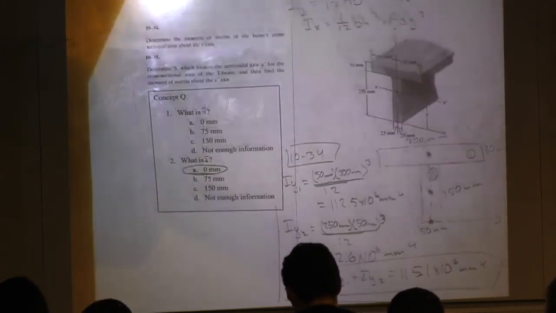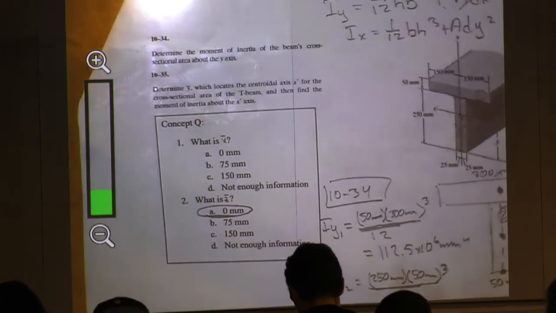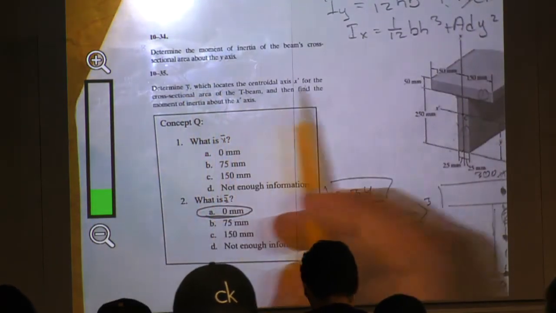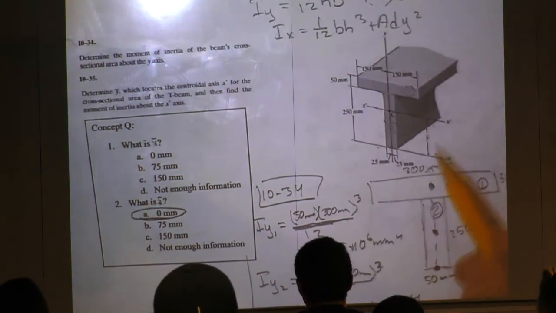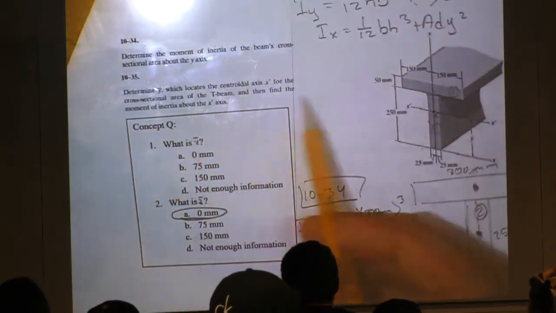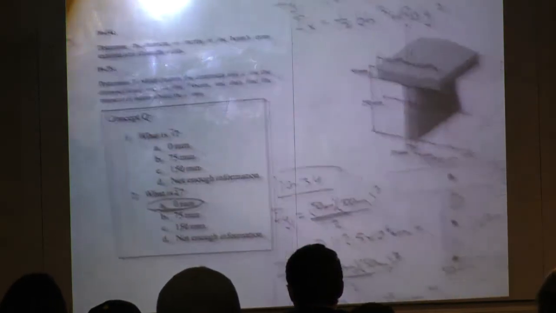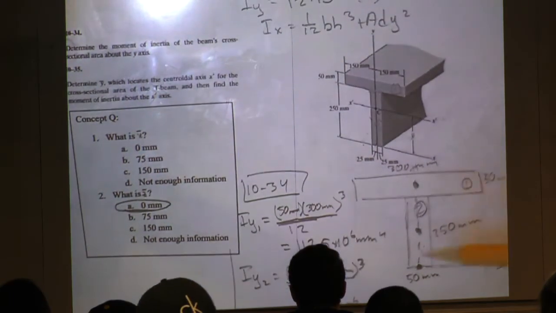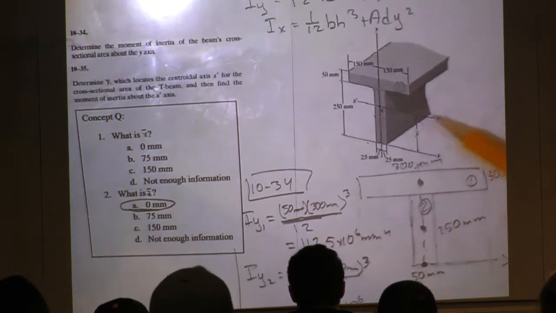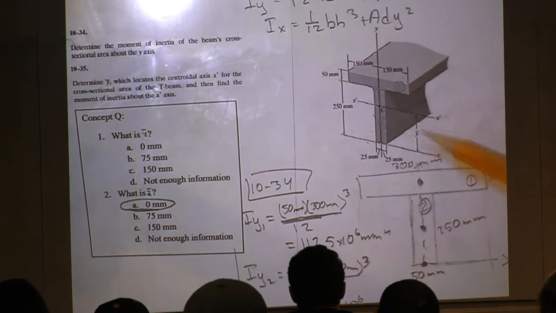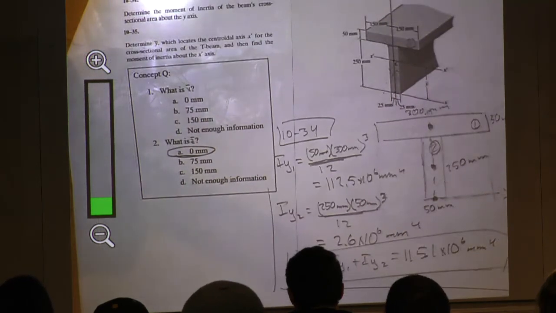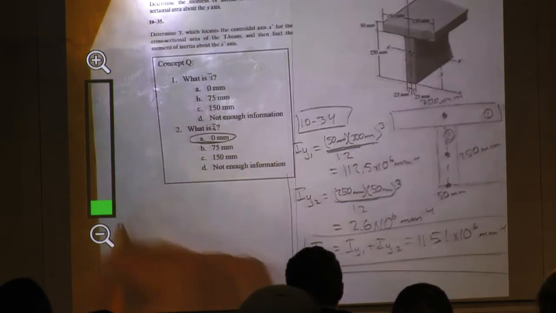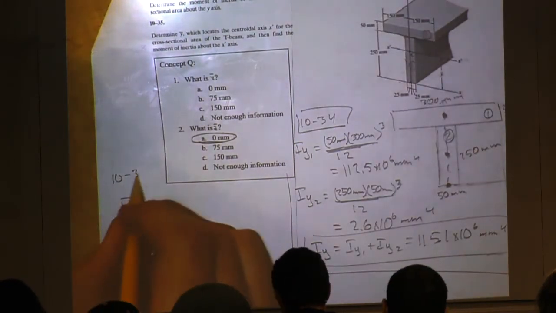And so now our second part says, determine y bar, right, which locates the centroidal axis, x prime. So this right here, that's apparently where y bar is, for the cross-sectional area of the T-beam, and then find the moment of inertia about the x prime axis, right? So we just found the moment of inertia about that y-axis. So now we need to find the centroid, the y bar, and then find the moment of inertia about that axis there. Okay? So we need our equations, right? So our first equation is the y bar equation. This is 1035.